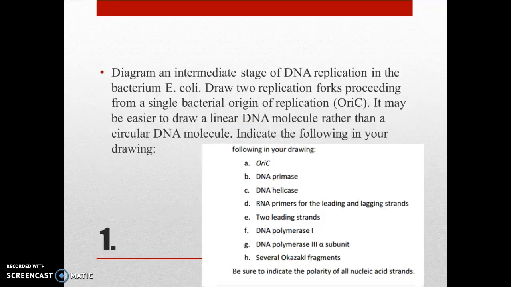So number 1, diagram an intermediate stage of DNA replication in the bacterium E. coli. Draw two replication forks proceeding from a single bacterial origin of replication known as the OriC. It may be easier to draw a linear DNA model rather than a circular DNA model. Indicate the following in your drawing, and I have the list of things that you need.